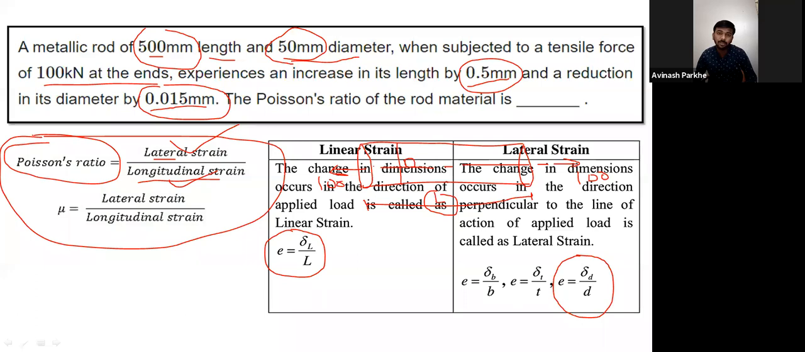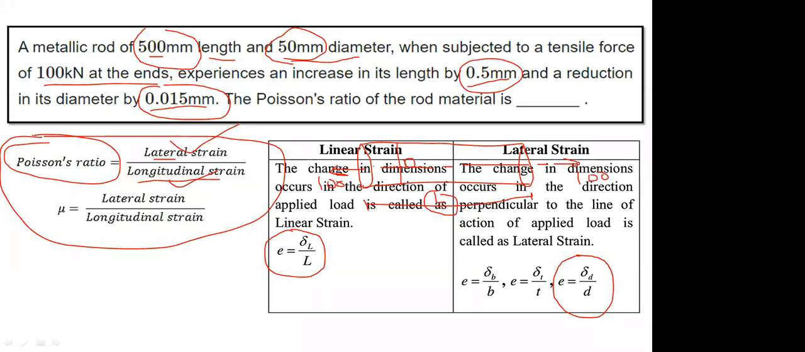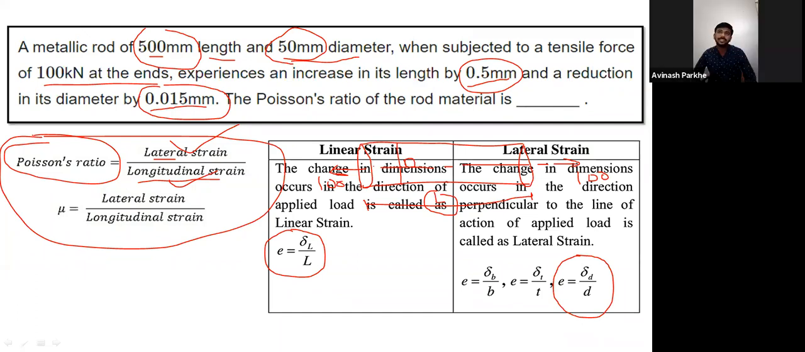Now tell me the answer. What will be your Poisson's ratio? Do the calculation: 0.015 change in diameter upon original diameter divided by change in length upon original length. What is the answer?